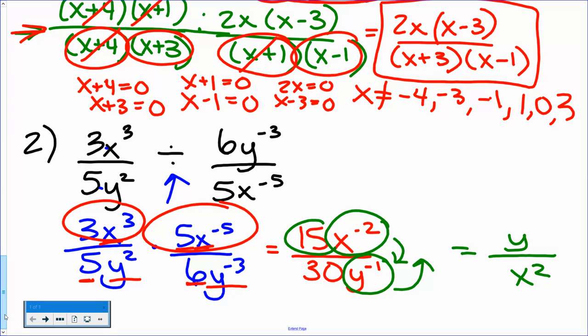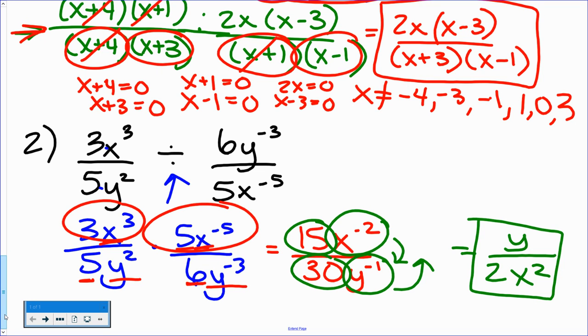I still have common factors. With 15 and 30, I can divide each by 15. So I have a 1y on top over 2x squared on the bottom. And that is my simplified answer. So no factoring in a situation like this.